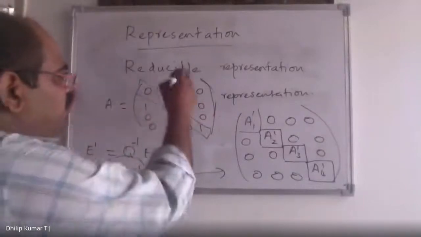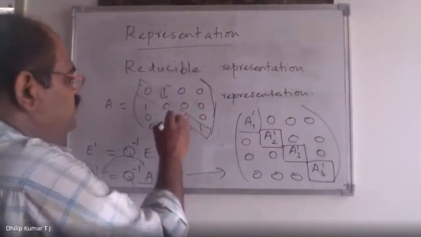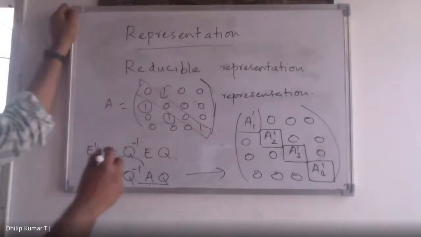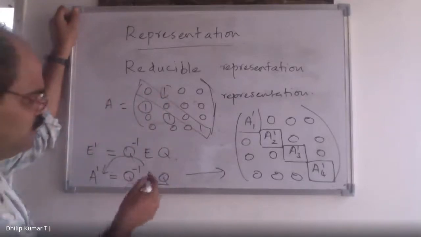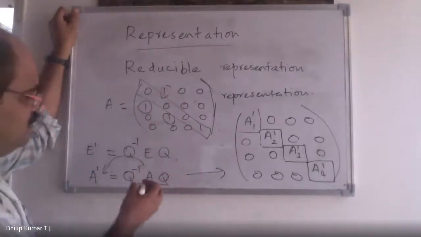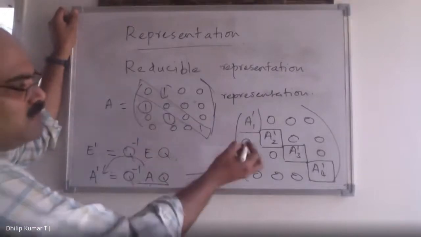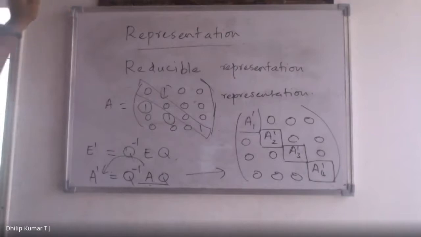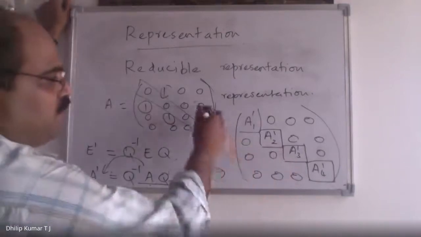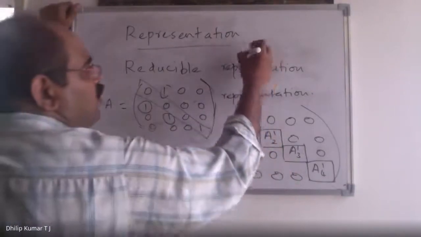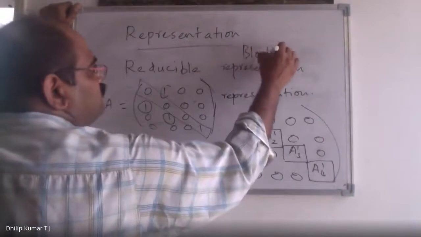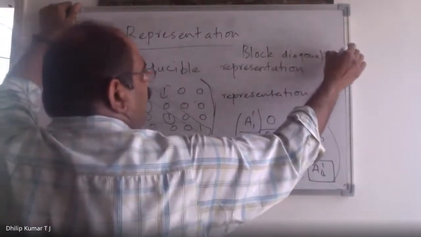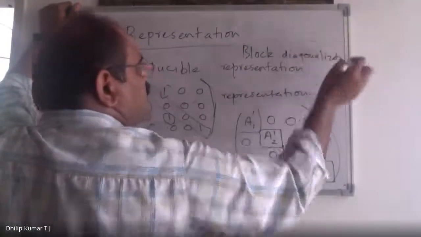So there are elements located here. This is non-zero, this is non-zero, non-zero. Off diagonal elements are non-zero. But by performing a similarity transformation using another symmetry element present in the group, we convert A to A prime. So this is A1 prime, A2 prime, A3 prime, A4 prime. What we are doing is block diagonalization.